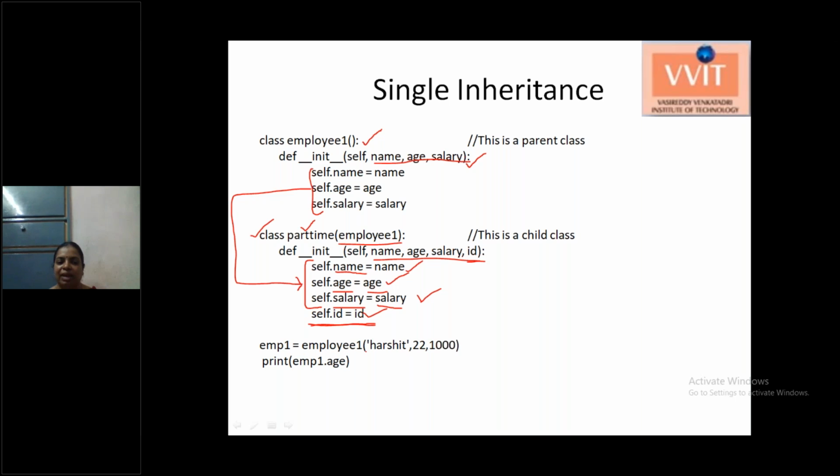Here I am creating an object for the base class, employee1, with Harsh, 22 and 1000. Whenever you try to access emp1.age, it shows the age is 22. We can also access the same values from the child class. You can create an object for the part-time class, send the values and access those values. Here it reduces the recreation of the same variables, the redundant creation of variables.